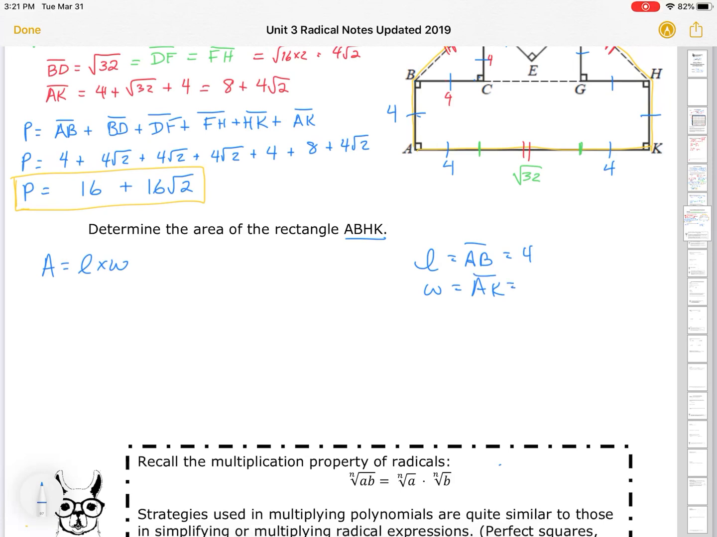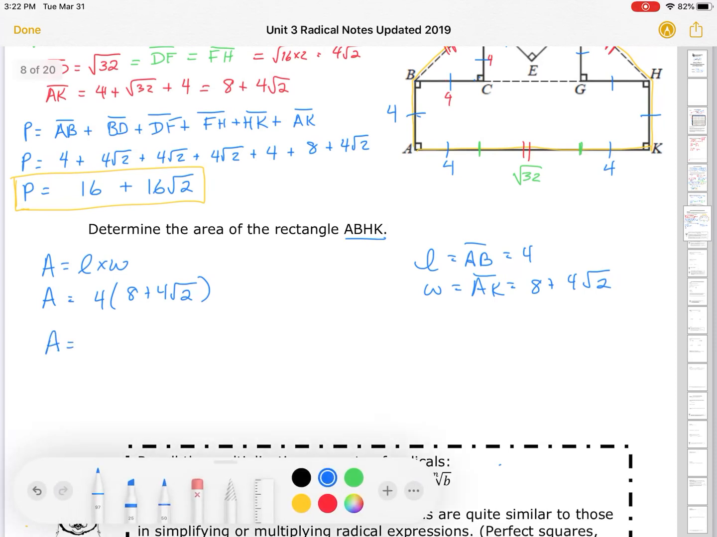And our width, we're going to say, is equal to AK, which is 8 plus 4 root 2. So putting that in the formula, length is 4, width is 8 plus 4 root 2. And again, it doesn't matter which one you use as length and which one you use as width. It's up to you. You're going to get the same answer.